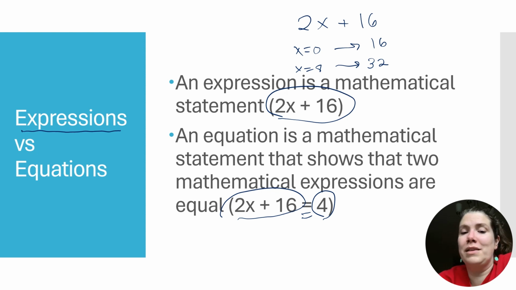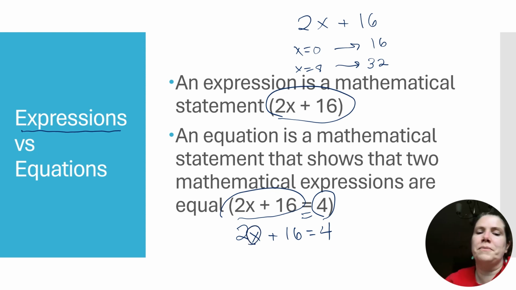to an equation that will make this one true. So there's only one answer for x that is going to make this thing equal to 4. So an equation is usually going to have just one answer.